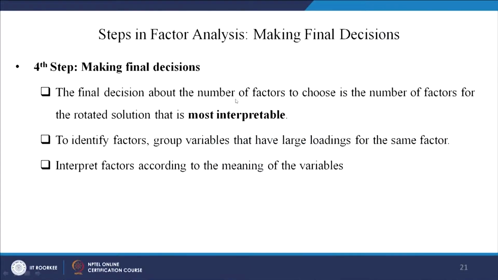So, the final decisions, how do you make? The final decision about the number of factors to choose is the number of factors for the rotated solution that is most interpretable. You can either take it through the eigenvalue or the extracted number of factors, that is up to you. To identify the factors, group the variables that have the largest loadings for the same factor. Interpret the factors according to the meaning of the variables.